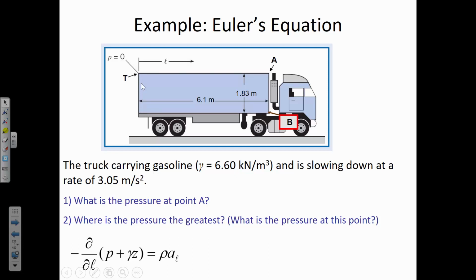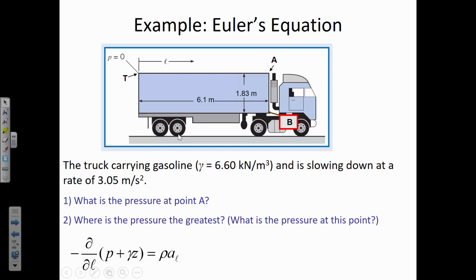Maybe that means it's open to the atmosphere, although since this is a tank of gasoline, hopefully not, right? Be a little dangerous. All right, so this truck is carrying gasoline, and we know the fluid properties of the gasoline. Here the unit weight is 6.60 kilonewtons per cubic meter. So if we're given the unit weight, then we can get the density, which we will need for Euler's equation. And then it's slowing down at a rate of 3.05 meters per second squared.